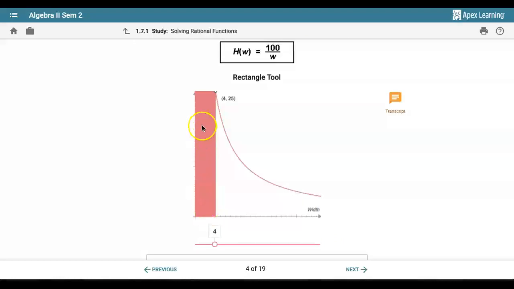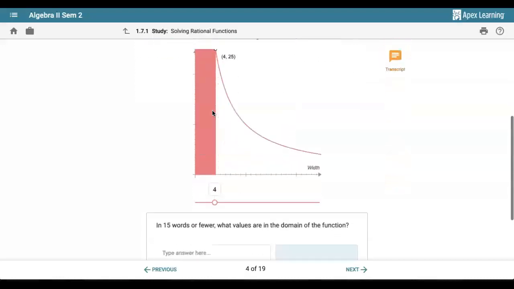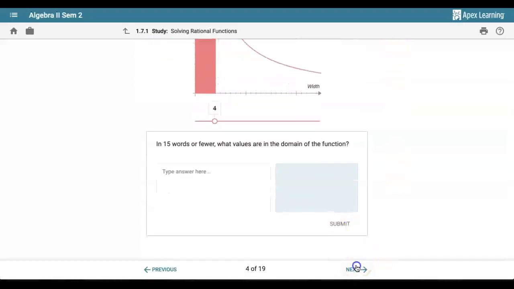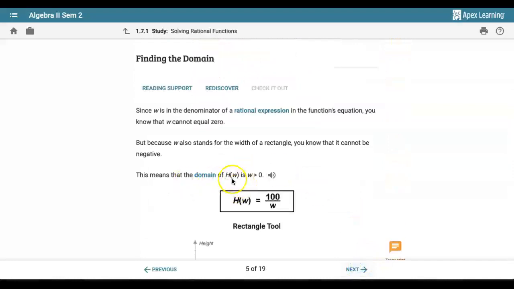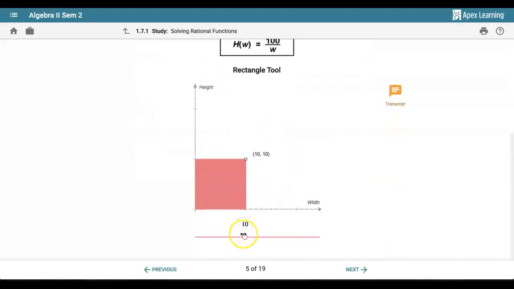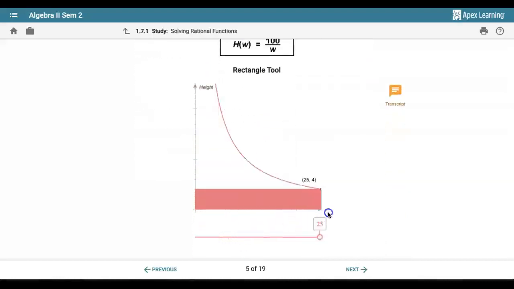But if we think about it, we can't actually ever have a width of 0, because if we have a width of 0, we're covering no area, right? So we can have anything as long as it is greater than 0. It has to be greater than 0. So again, our domain of h(w) is w greater than 0, right? It doesn't include it. It has to be greater than. And as I get really small or really large, I still have to have 100 as my area that I'm covering.